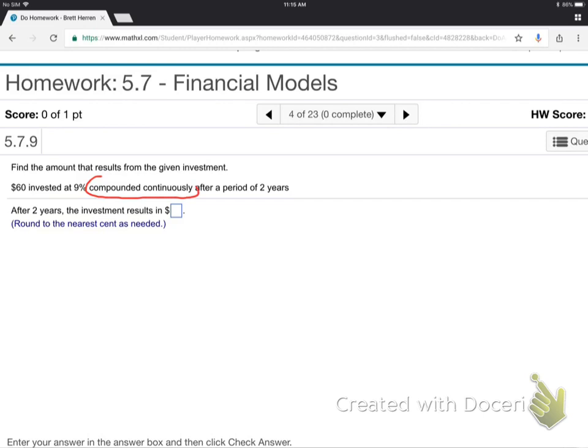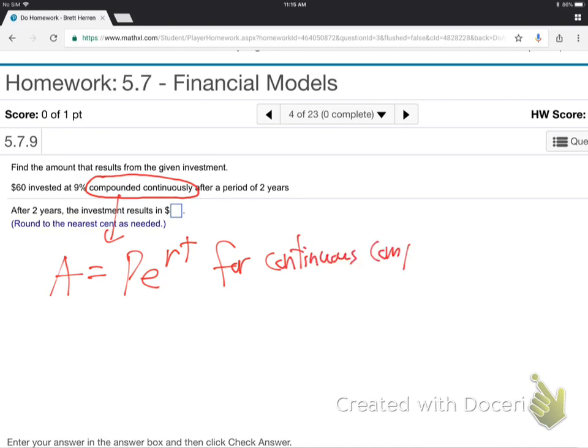Here's the phrase: compounded continuously. So when they say compounded continuously, you need a special formula. And I call it the PERT formula. A equals PE to the RT. So RT is up in the power zone. And this is for continuous compounding. So for continuous compounding, there's the formula we use.